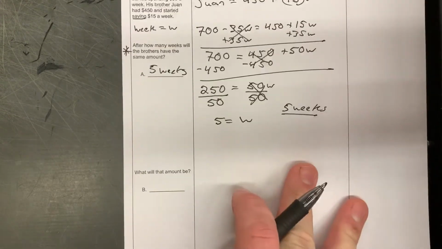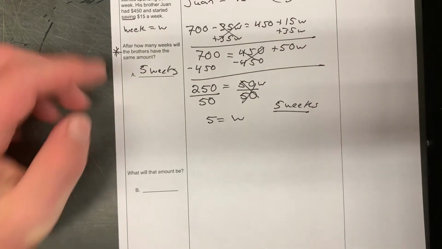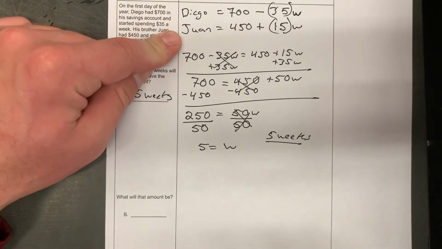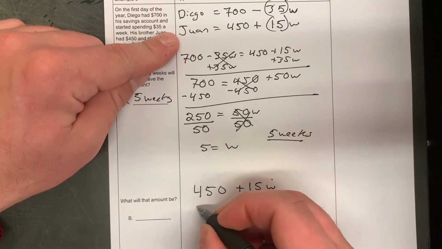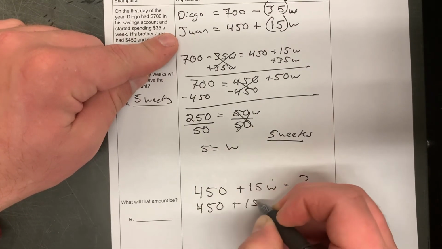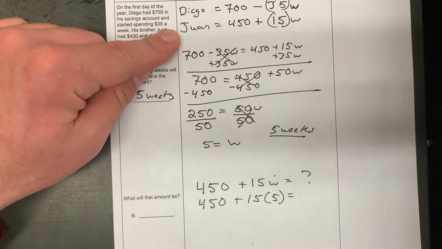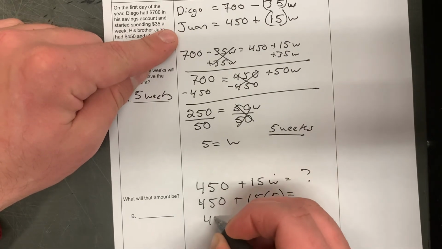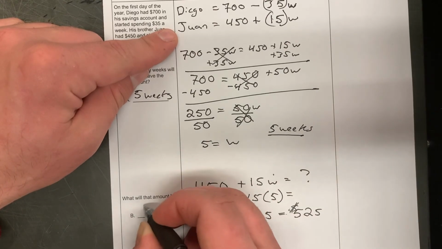Now if we go down to our next one, it says, what will that amount be, okay? So I can plug it into either Diego or Juan's equation since they're going to be the same. Does not matter one bit. Let's use Juan's equation in this situation. So I'm going to copy it down. So I know that if W is 5, because we're looking at 5 weeks, I know I need to do 15 times 5. I know 10 times 5 gives me 50, and 5 times 5 gives me 25. 25 and 50 give me a total of 75. If I add 450 and 75, I get a grand total of $525 is how much they would both have in their accounts.